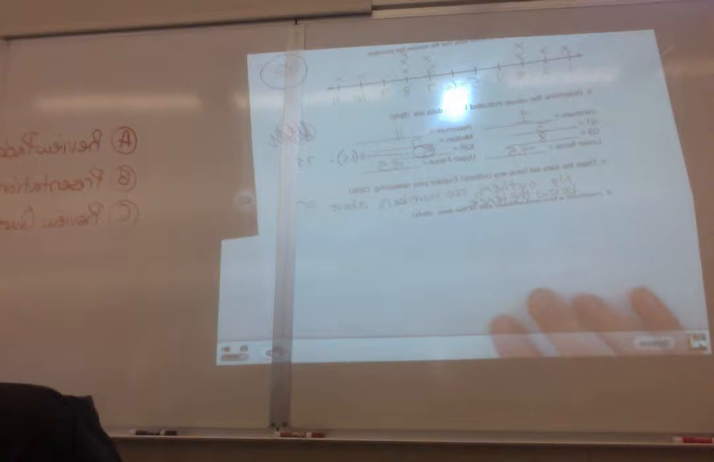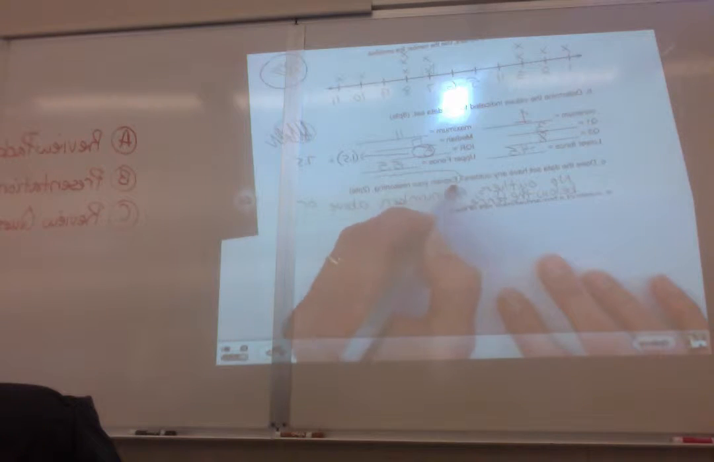Are there any outliers? No. There's no numbers above or below the upper fence. They get 1 point for saying no and 1 point for explaining. Said explain your reasoning.